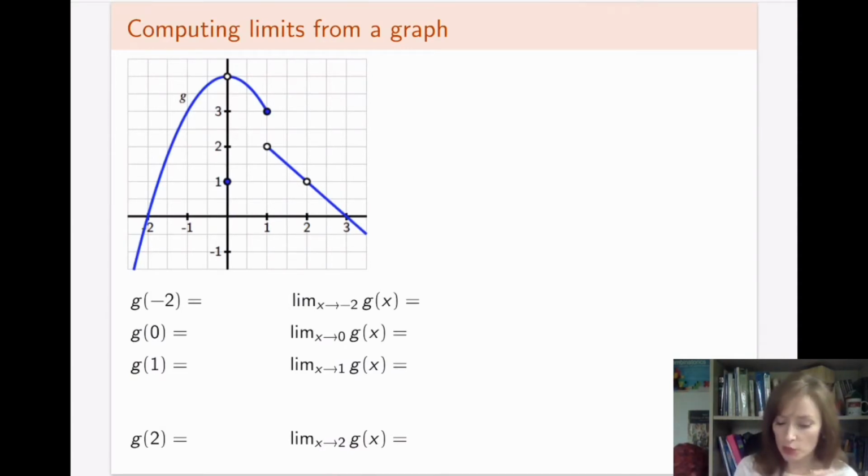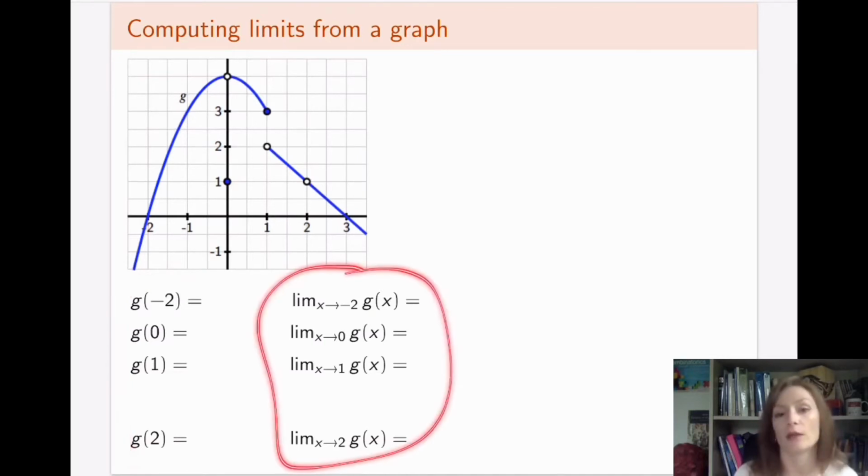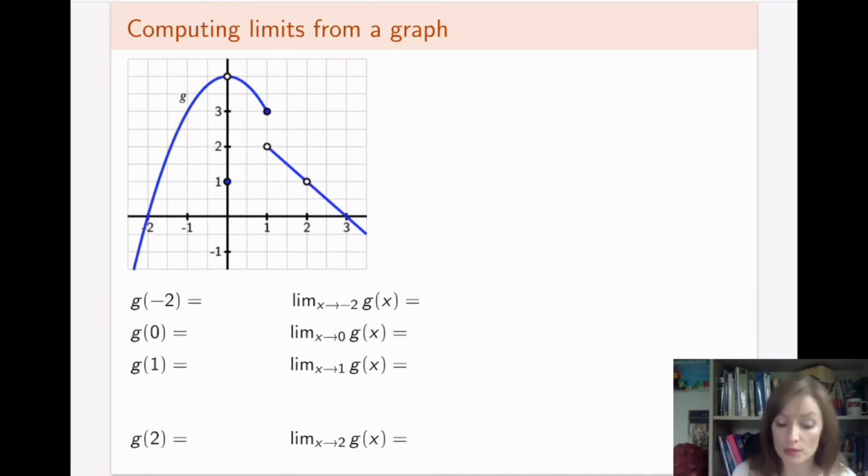So a couple of examples ago, I had that y equals x squared was our function, but here all I have is a graph. I'm not going to try to come up with an equation. I'm just going to use graphical representation to come up with limits. So here, we're asked to compute function values and also limit values in order to see what the possible differences are. Okay, so first, g of minus 2.